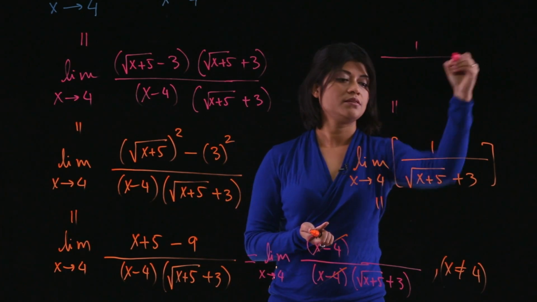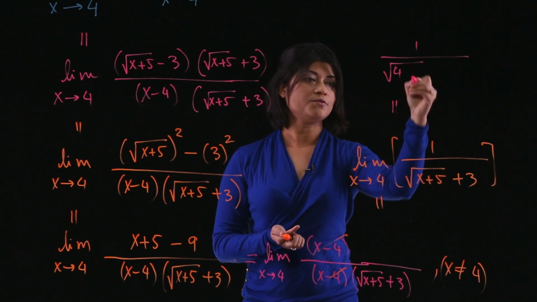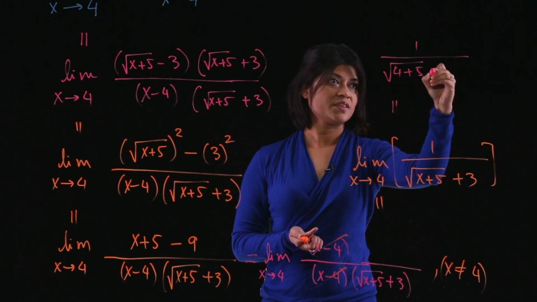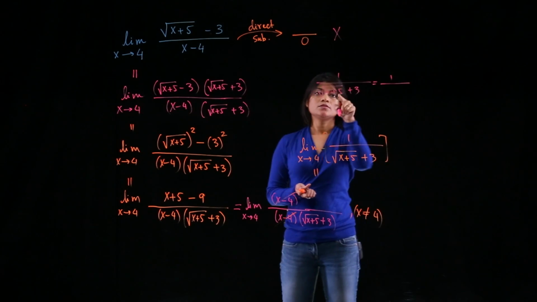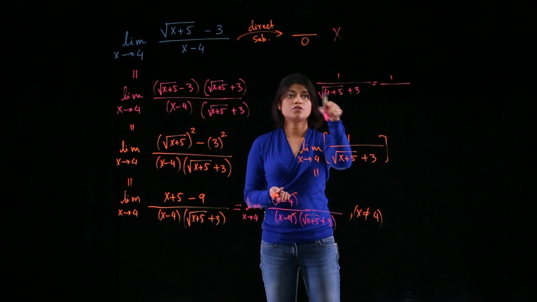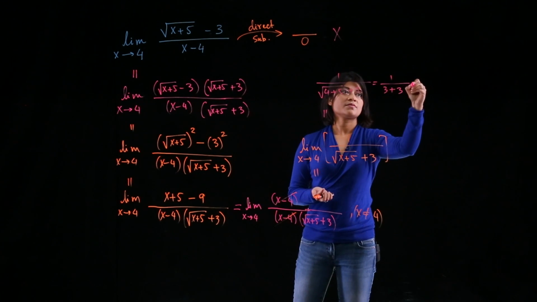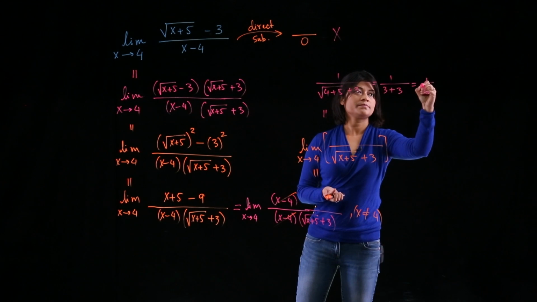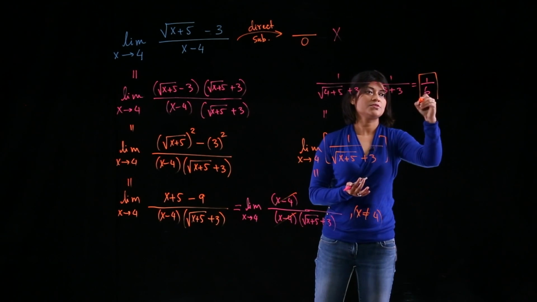So the answer will be 1 divided by square root of 4 plus 5, plus 3. And that's equal to 4 plus 5 is 9. Square root of 9 is 3. So it's 3 plus 3, which is 1/6. So this is the limit.